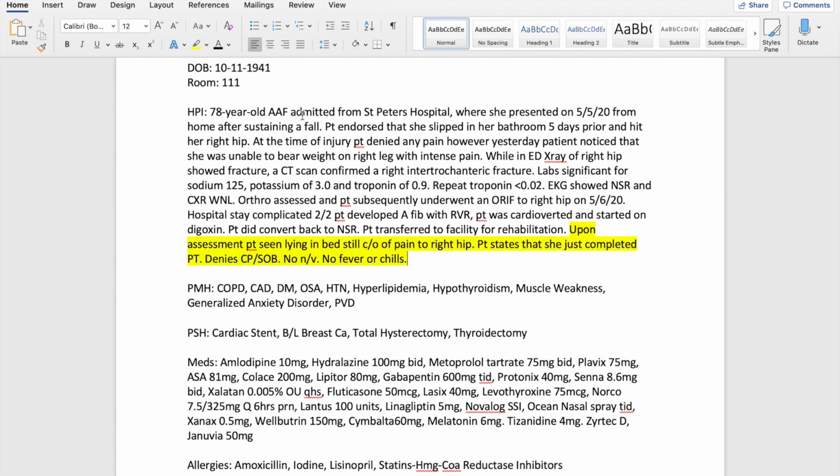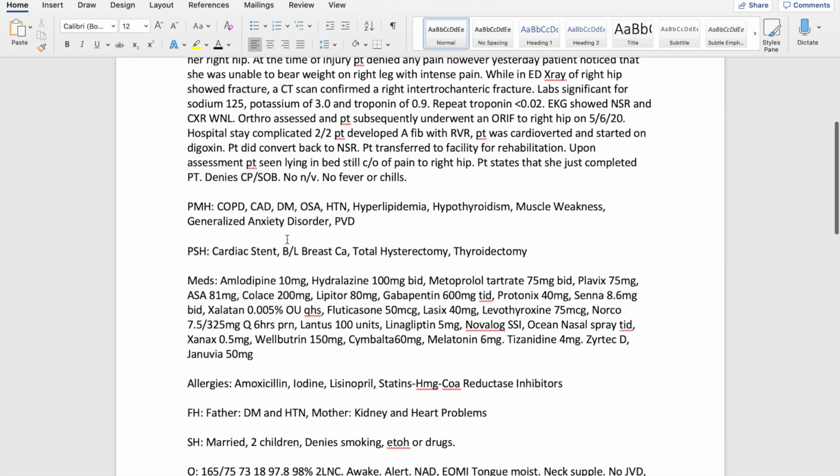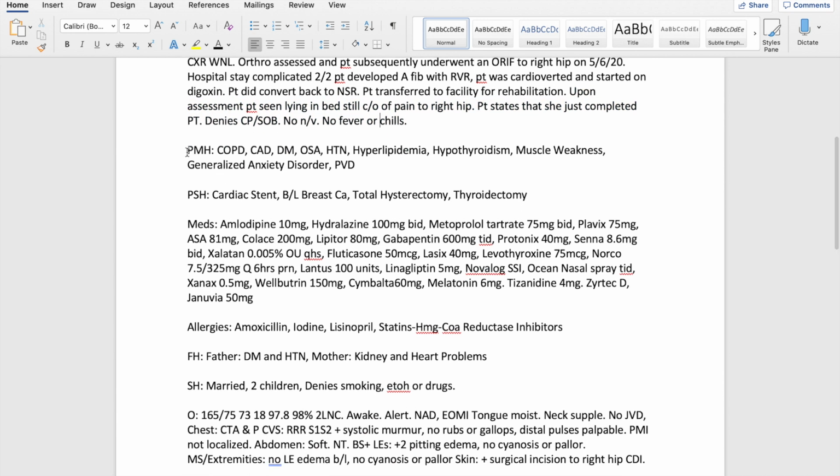Now, this is what I'm seeing right now when I'm assessing her. Upon assessment, patient still laying in bed, still complaining of pain to right hip, but she states that she just finished physical therapy. She denies chest pain, shortness of breath, no fever, no chills, none of that. Then you go on to the next part of the note.